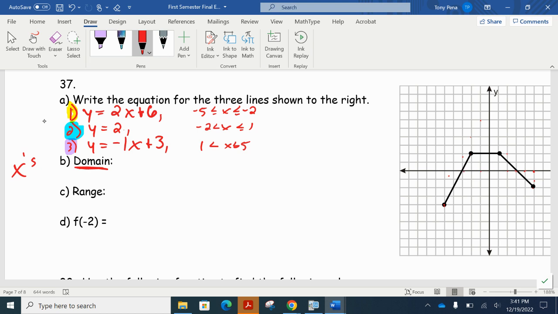So negative 1, 2, 3, 4, 5. This point starts at negative 5. So that's the furthest left that we go. And the furthest right that we go is 1, 2, 3, 4, positive 5. So we just have all the values in between negative 5 and positive 5.